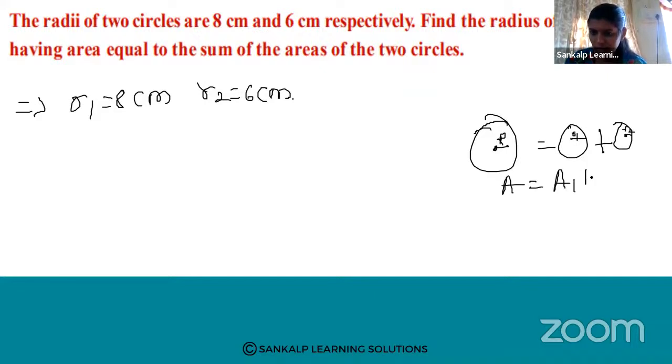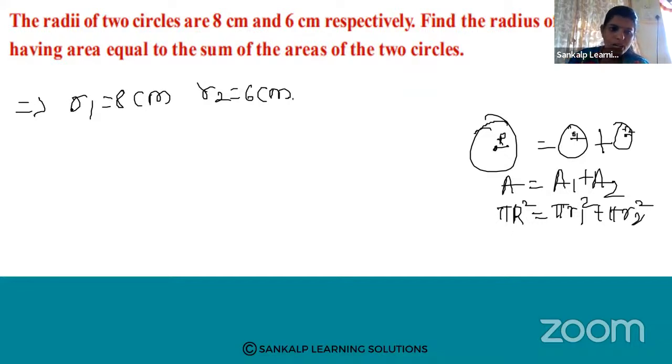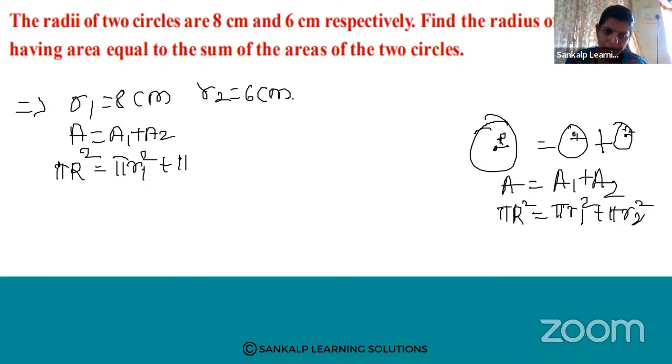So A1 plus A2. A is pi R square, A1 is pi R1 square, A2 is pi R2 square. So this is the area of the circle. So A is equal to A1 plus A2. Right? So pi R square is equal to pi R1 square plus pi R2 square.